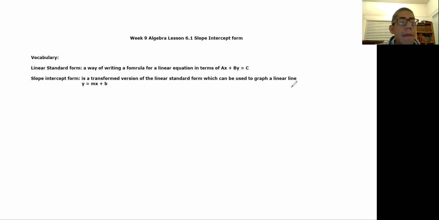However, there's another way that you can write the exact same formula. You can change it. You can solve for the y and make sure that y is by itself. And in that case, you end up with something called slope-intercept form. Slope-intercept form is a transformed version of linear standard form which we can use to graph.